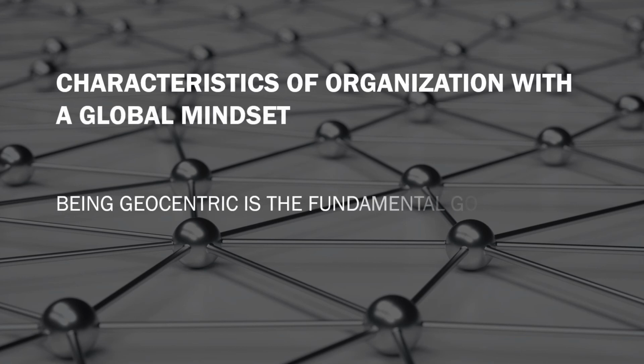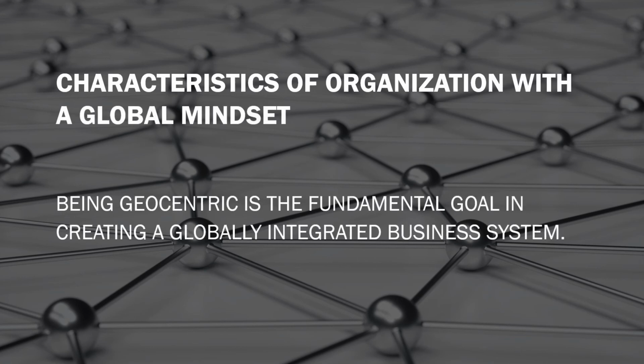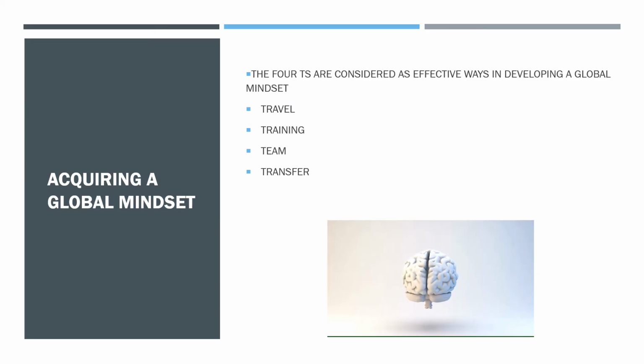Now here we have some characteristics of an organization with a global mindset. The employees of an organization must be able to contribute to the global success of the firm. Being geocentric is the ultimate characteristic of an organization with a global mindset. This is achieved through having leaders who have a worldwide perspective and approach. Being geocentric is the fundamental goal in creating a globally integrated business system. The 4 T's are considered effective ways of developing a global mindset. These are travel, training, team, and transfer.